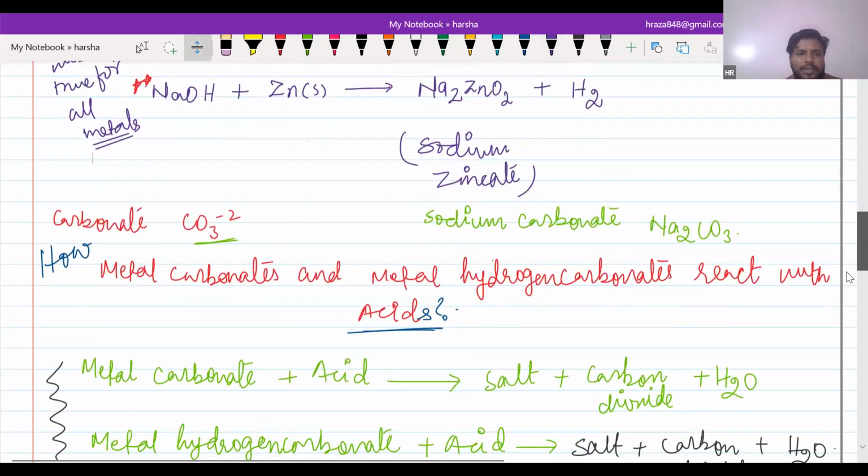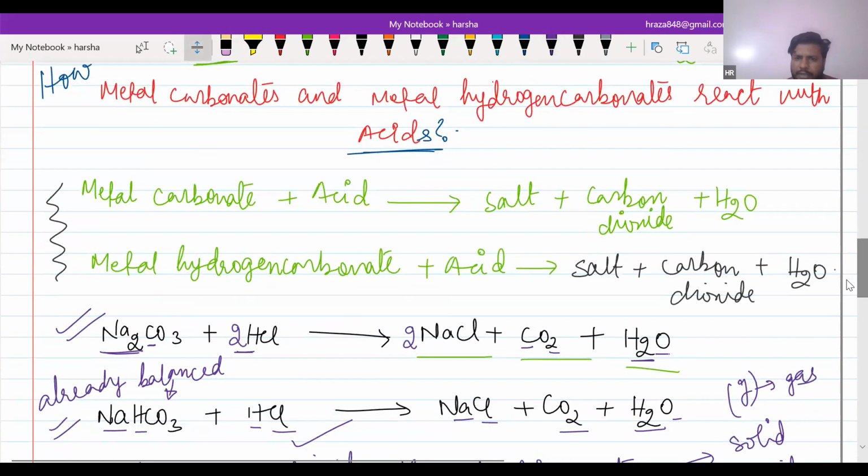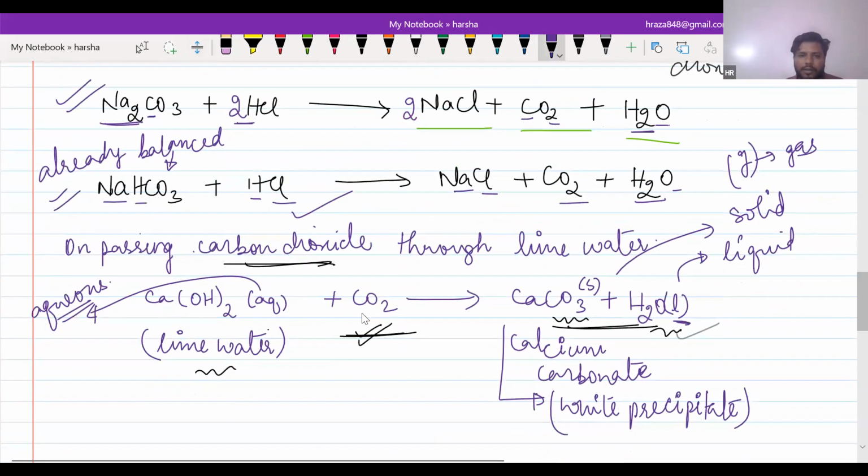Now this is about carbonates. Whenever metal carbonates or metal hydrogen carbonates react with acid, they form salt plus carbon dioxide plus water. And if you use this carbon dioxide in calcium hydroxide, that is lime water, it will form calcium carbonate, which is insoluble, that means white precipitate. It can be asked what is the color of CaCO3, calcium carbonate? Then it is a white precipitate, plus water.